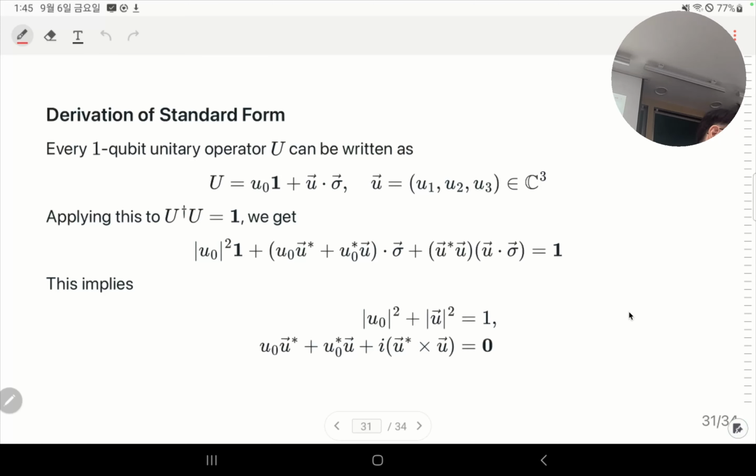Here is how it's proved. We're going to take a random unitary operator acting on one qubit. Every unitary operator can be written as a linear combination of the identity matrix and Pauli matrices. Here the coefficients are constants. Now, since we assume that this operator is unitary, it must satisfy this identity. So let's try to put this in here.